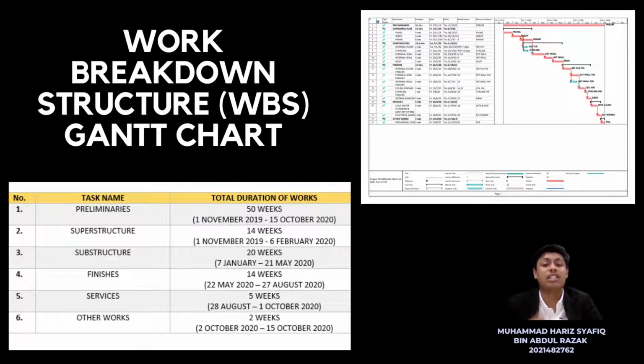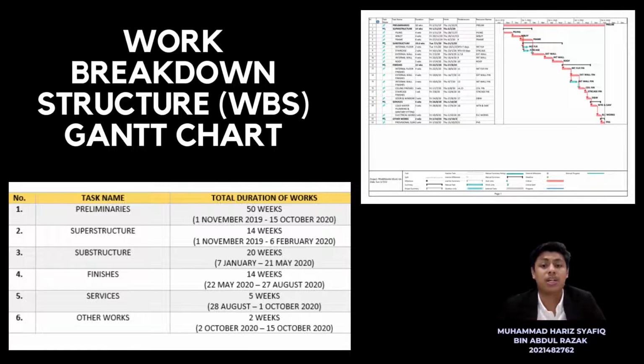The first one is the preliminaries work. The total duration for preliminaries works takes around 50 weeks, starting from 1st November 2019 until 15 October 2020. The next one is superstructure works. The superstructure works is piling works, work below, and frame, which takes around 14 weeks, starting from 1st November 2019 until 6th February 2020. The third one is substructure work.